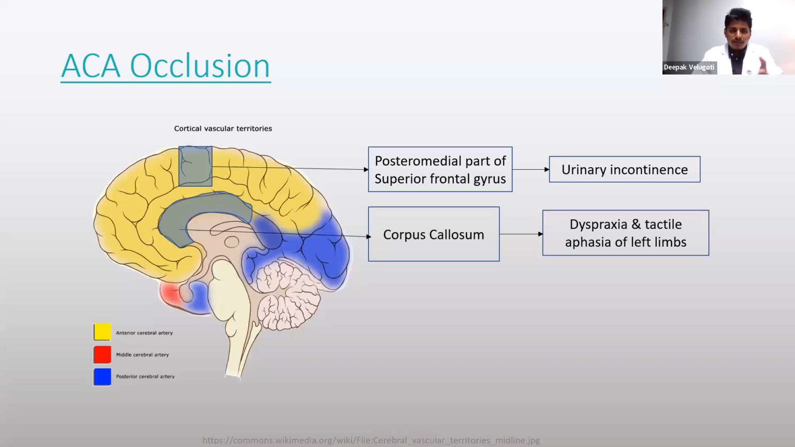And on the medial surface of the brain, the posterior medial part of the superior frontal gyrus can be involved, and the patient develops urinary incontinence. In the case of corpus callosum involvement, the patient develops dyspraxia and tactile aphasia of the left limbs, which can be described as the patient being unable to identify an object only by touch.